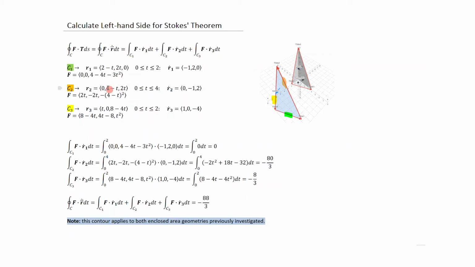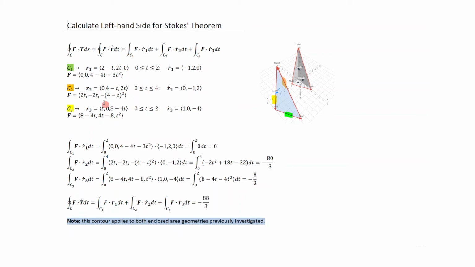For this line segment, we're talking about a different parameterization. In this case, x for the field would be replaced by 0, y would be replaced by 4 minus 2t, and the z component would be replaced by 2t. Finally, for the last contour segment, the field would basically now have x, y, and z being replaced by x equals t, y equals 0, and z equals 8 minus 4t. And so we end up with all of these expressions only being a function of a single variable, and that is the parameterization variable t.